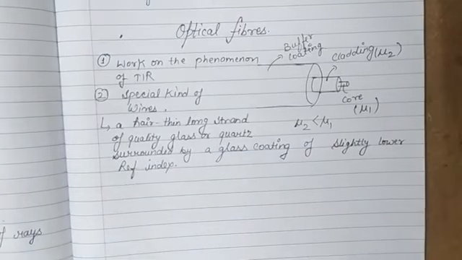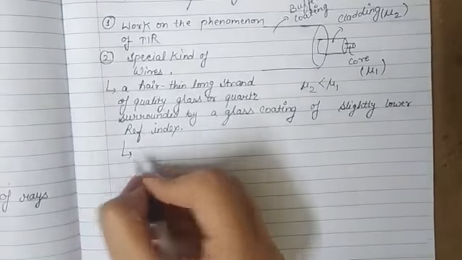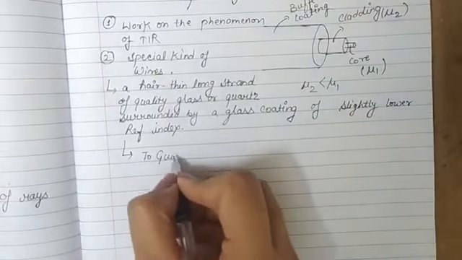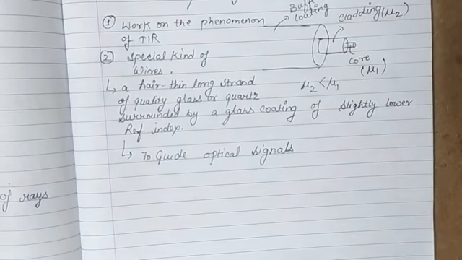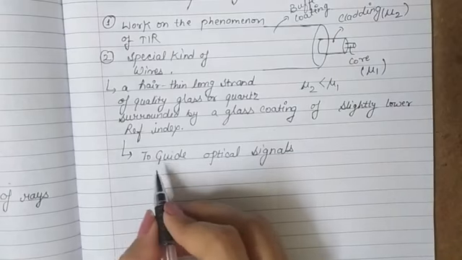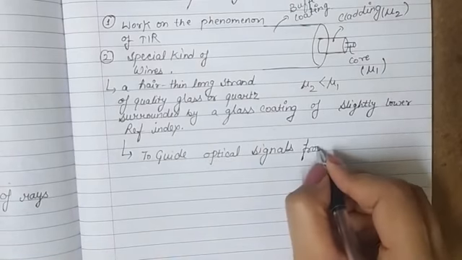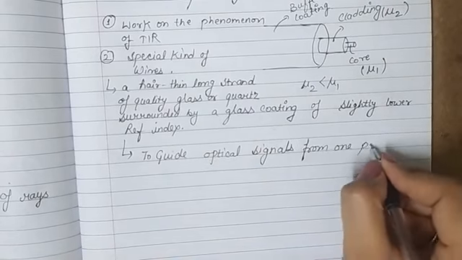And their main use is to guide optical signals from one place to another. Since they guide signals, that's why these are used in communication purposes. So the main use is to guide optical signals from one point to another.